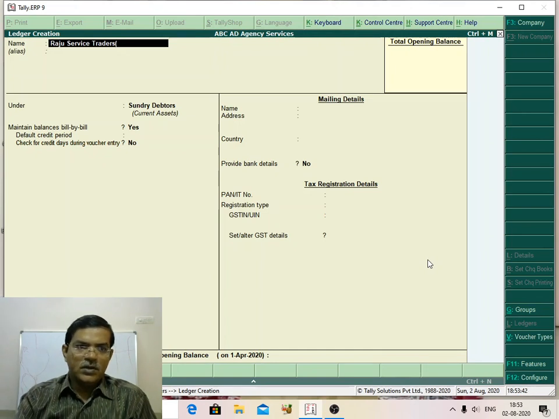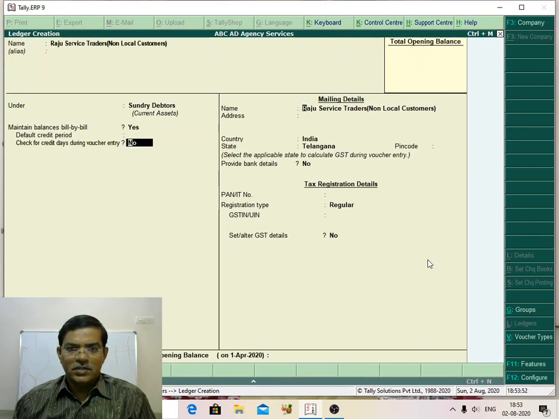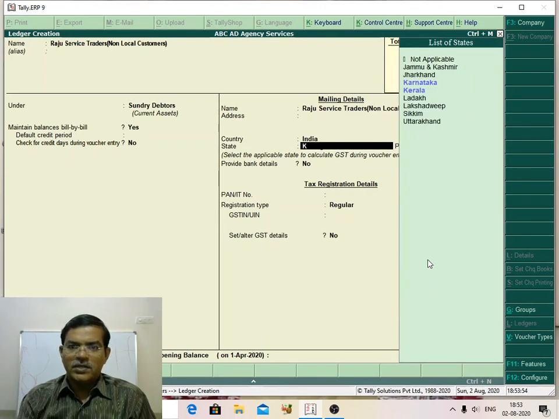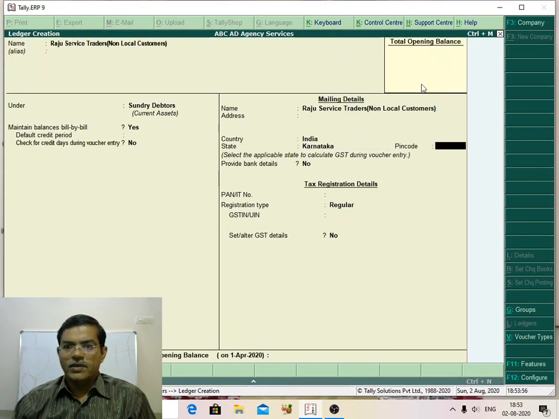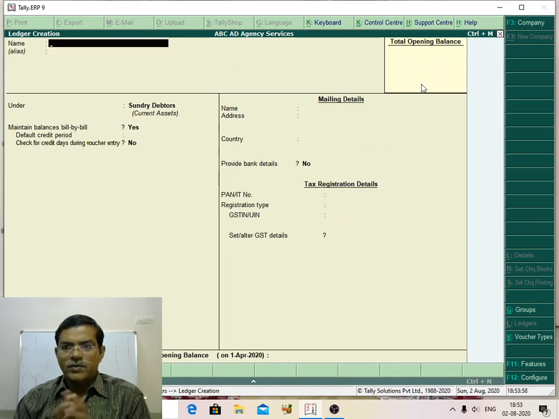And non-local customer. Sundry debtors. Here, for the non-local state, I am selecting Karnataka. Okay, Karnataka. Control A to accept the screen. Like I created ledger masters. Okay, I created the ledger master.